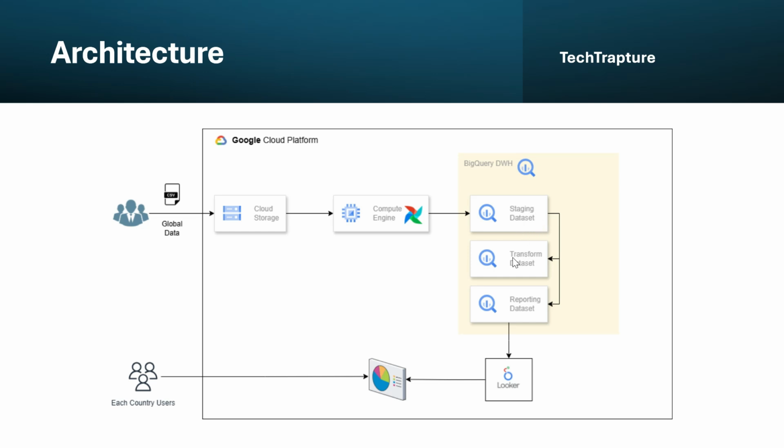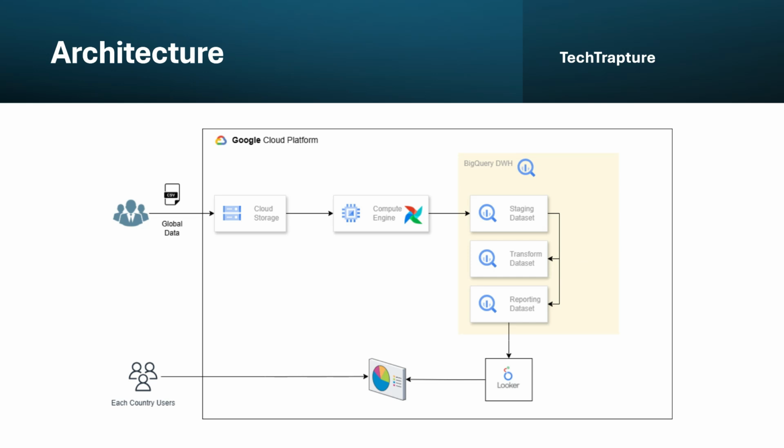In the transform dataset we'll have a separate table for each country, and each country table has data related to only their country. And in reporting we'll create some views, because we'll be building a Looker report on them, and these views have only the required data. We'll build dashboards and reports on Looker Studio and give access to each country. So this is the simple architecture we are going to implement.